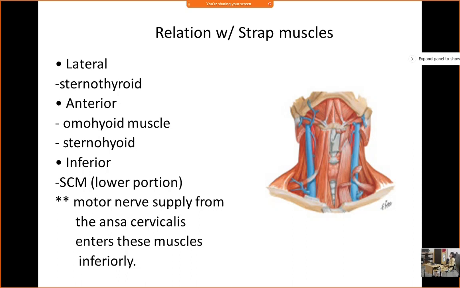So the relationship with the strap muscles is: laterally you have the sternothyroid muscles, anteriorly you have the omohyoid and the sternohyoid muscles. Usually, in order to expose the thyroid gland during surgery, there are conditions where we even have to cut these particular muscles if they are tense enough and they cannot be retracted with the help of a retractor. Then the inferior relation with the strap muscle is your sternocleidomastoid muscle. Remember, the motor nerve supply from the ansa cervicalis enters these muscles inferiorly. So it comes from below upwards.